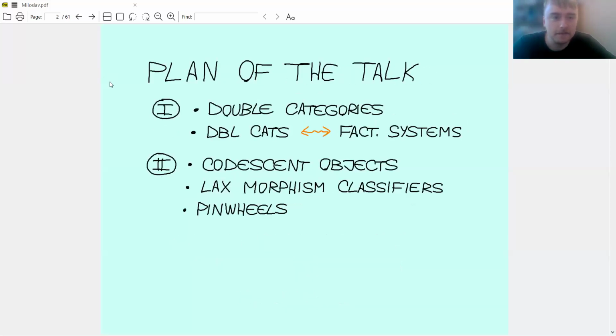First, I will do a very brief introduction to double categories, and then we can jump straight into some main results. That's the first part of the talk: double categories and their correspondence to factorization systems. In the second part of the talk, I will put the first part into a broader two-categorical perspective, so I will introduce and recall some two-categorical colimits and so on. We will see how far we get, hopefully very fast.